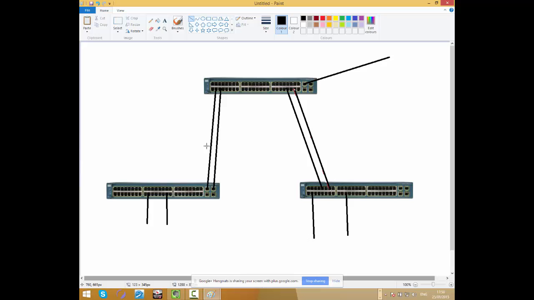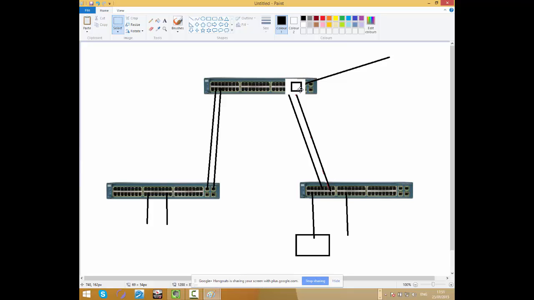Because if this computer here were to send out a broadcast, a broadcast means I want to send a message to everyone on this network. So the broadcast will go out of this port. Where will the broadcast go to? Every port except its own. Exactly. So it will go to every port apart from this one, so it will go up to this one. When it gets up to this one, what would this one do with it? Send it to all other ports? Yeah, exactly. It will send it to all other ports apart from the one it came on.